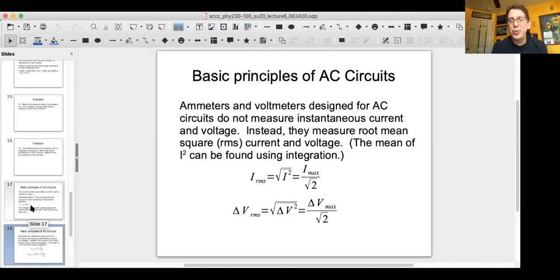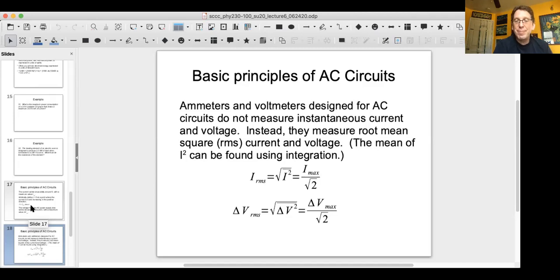And so you'll get your current in amperes if you do that, and your voltage in volts. Now, if it was simply the mean value of I, well, I is positive half the time and negative half the time, so the mean value of I over a full cycle is going to be 0. That doesn't tell you anything. But the mean value of I squared, since I squared is always going to be positive, will tell you something. And so when you go through the integration to figure out the mean value of I squared and then take the square root of that mean value, you find that the RMS current is equal to the maximum current divided by the square root of 2.